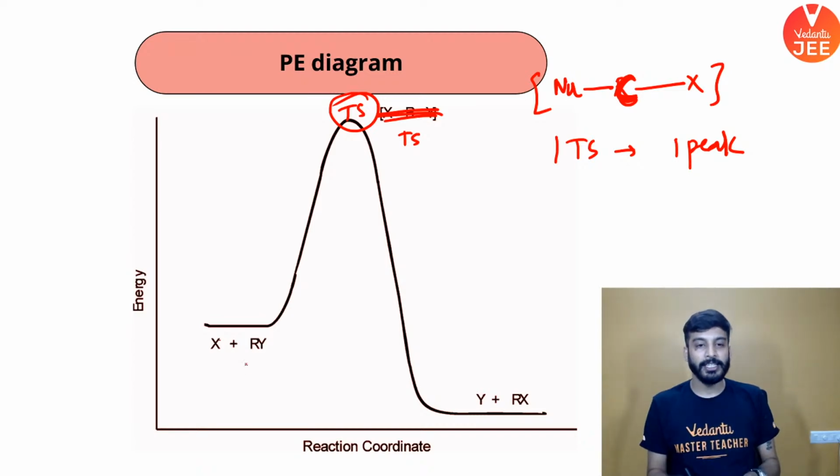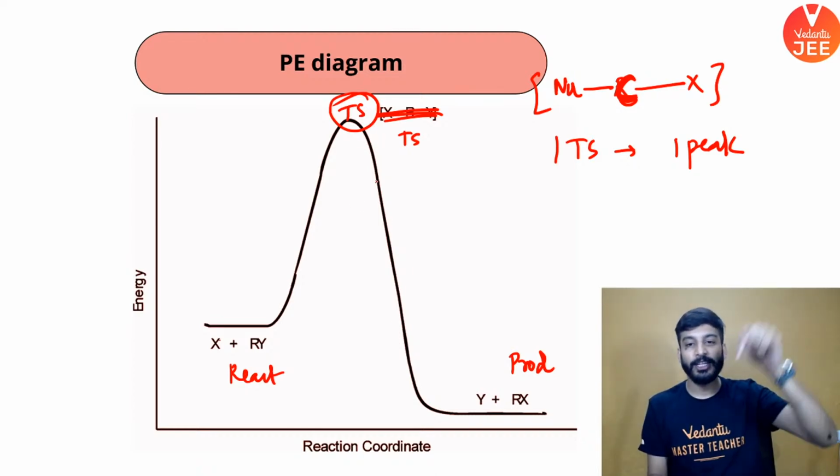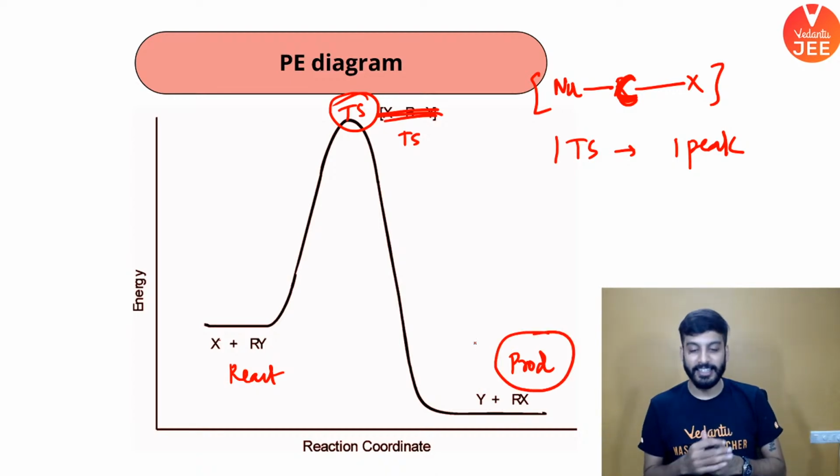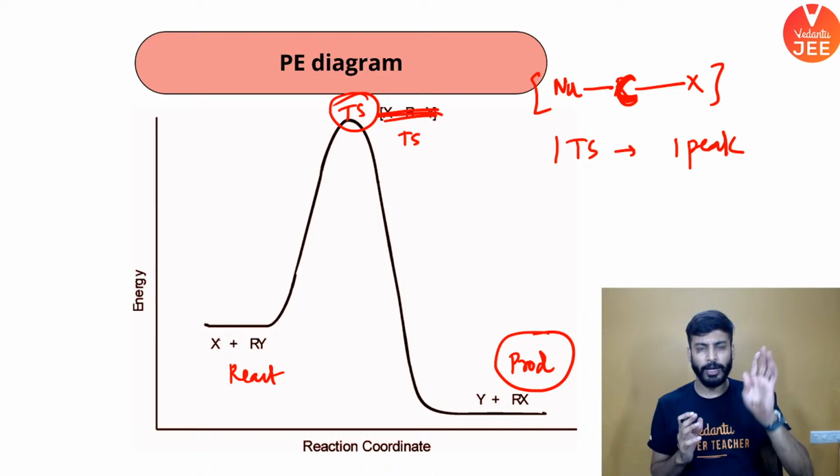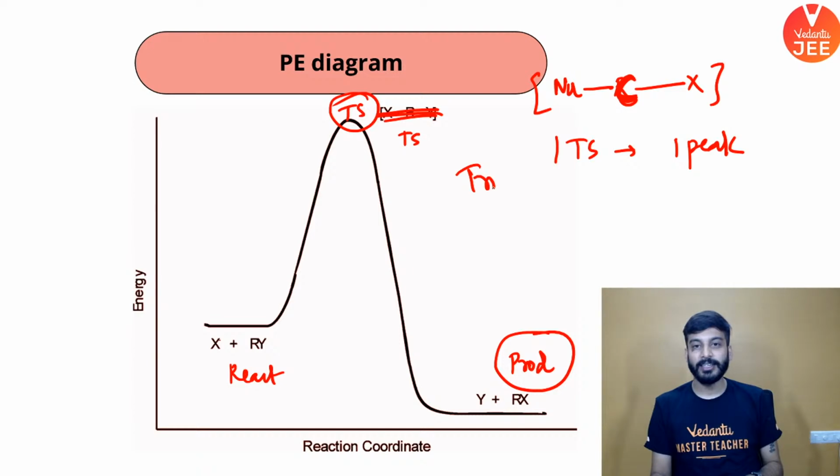Check it out. This is a reaction. You started with these reactants. You got this as your product. This is your transition state. In between, a TS was formed. Energy was highest. Then you got the product, which has the least energy. Very easy, very simple. One TS, one peak. Remember this point, you will never go wrong in making a potential energy diagram. This is actually a master trick.